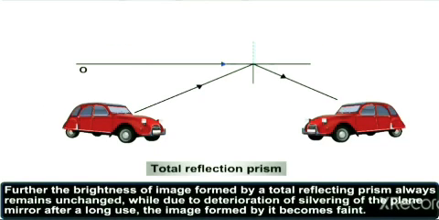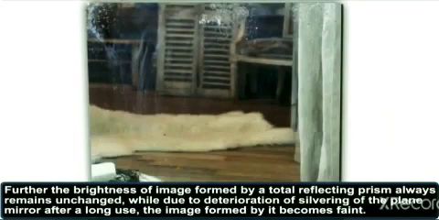Further, the brightness of the image formed by a total reflecting prism always remains unchanged, while due to deterioration of the silvering of the plane mirror after long use, the image formed by it becomes faint.